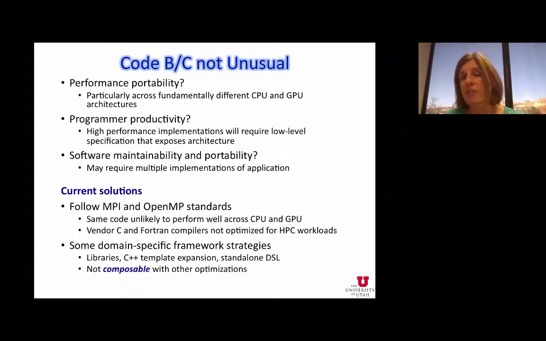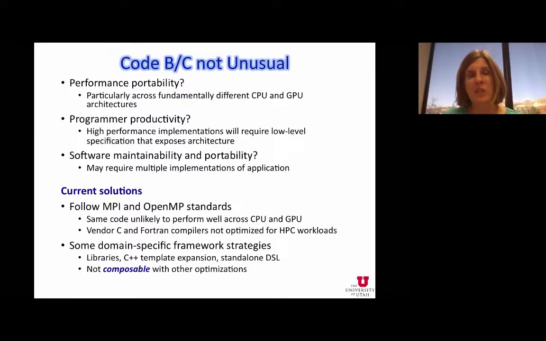It's not very productive for programmers to write this low-level code. It takes a lot of work. It's hard to get it right. You have to be pretty sophisticated to know what to do. And then finally, you end up with code that you can't maintain and you can't port to another architecture. So what people often do, especially in this era of CPUs and GPUs, is have two different versions of their code. And they're completely fundamentally different. And then they have to carry those along.